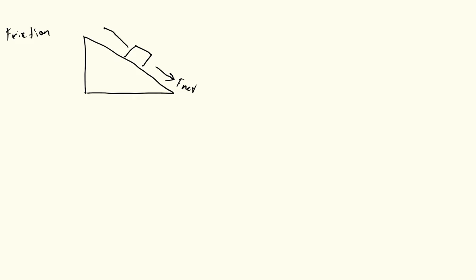Let's say this time we have friction. It's no longer a frictionless ramp. Let's say we have a ramp, and on this ramp we have a box, and it has a net force. Let me redraw that, make it nicer. It has a force of friction, but the Fx, the overall direction, is moving down the ramp.